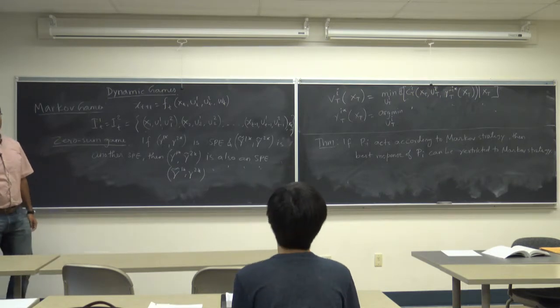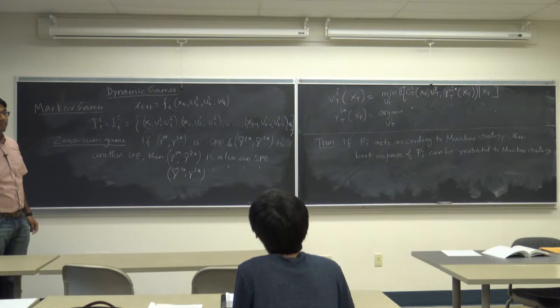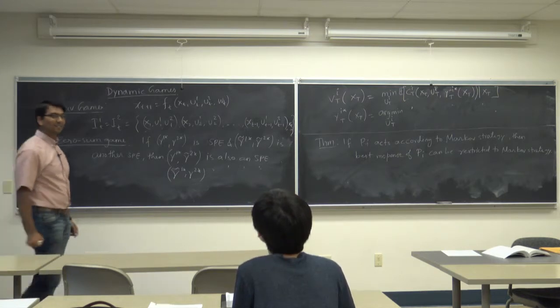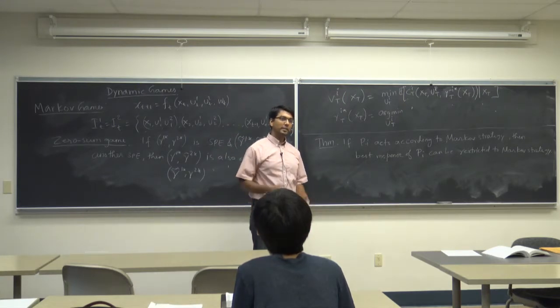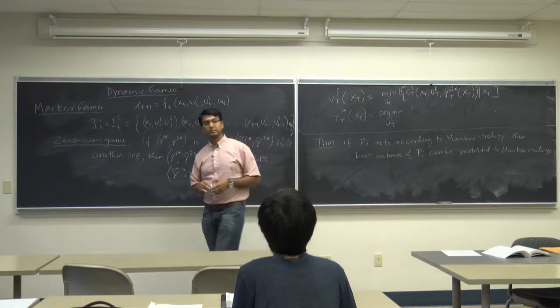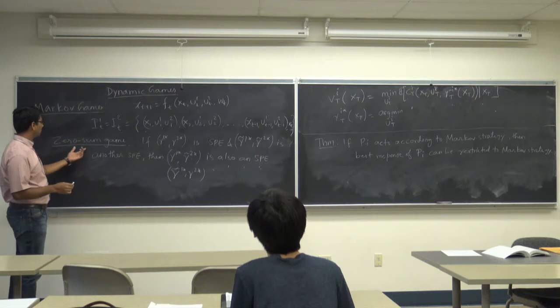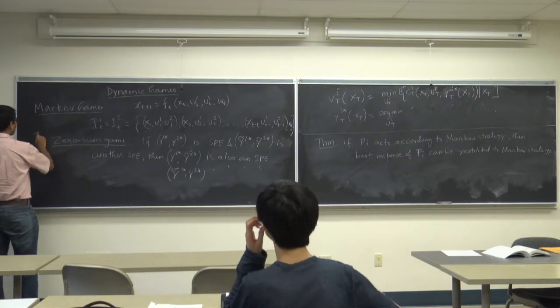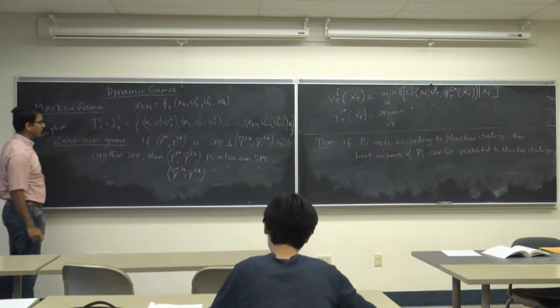Yes? If it's not a zero sum game, do we still have a property like this? No, you don't have the ordered interchangeability property in non-zero sum. That's a special property of two-person zero-sum games. So even if you have a three-person zero-sum game, the ordered interchangeability property fails. Okay, so I should be more careful. I should write two player zero-sum dynamic game.